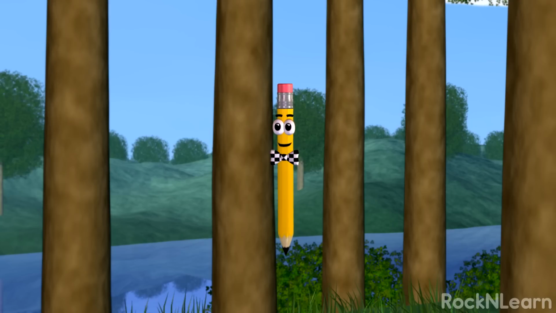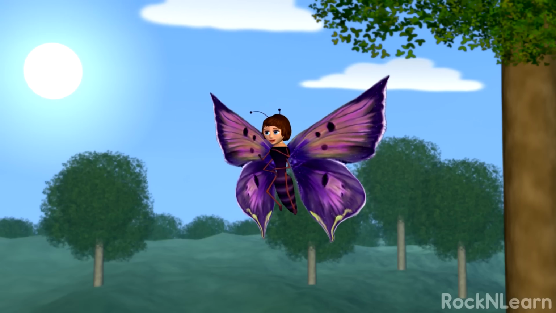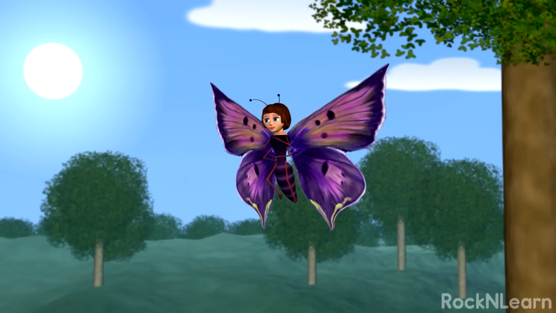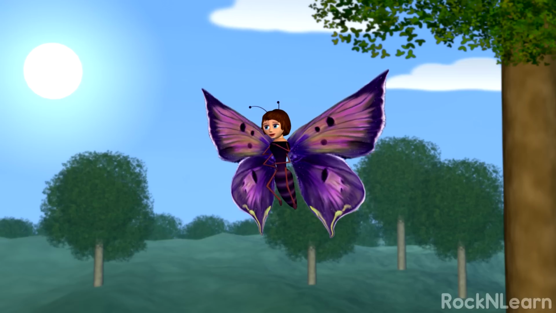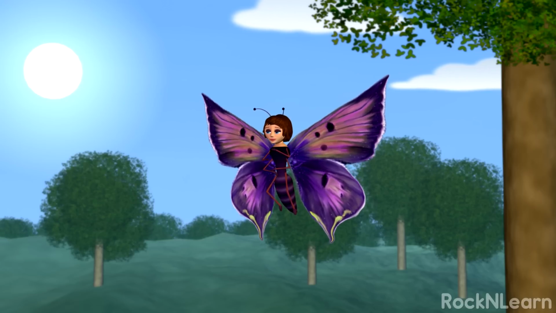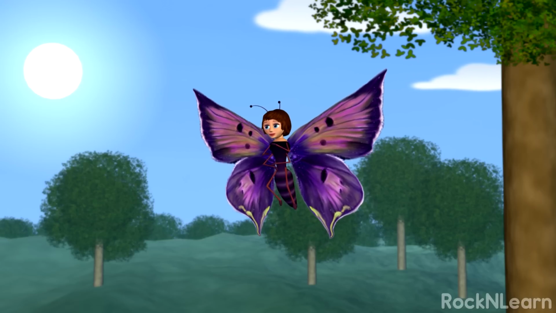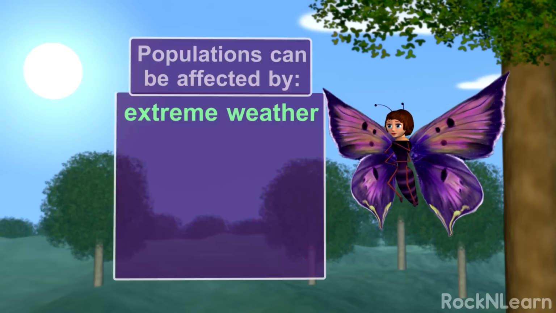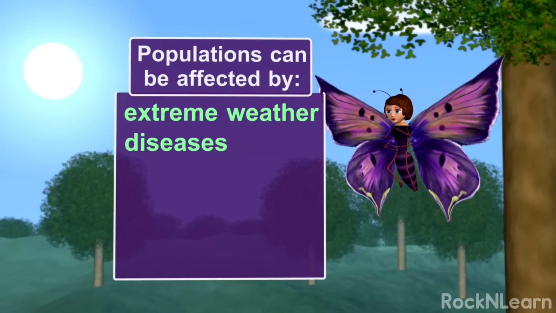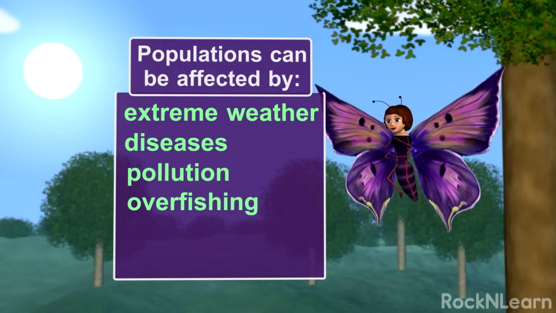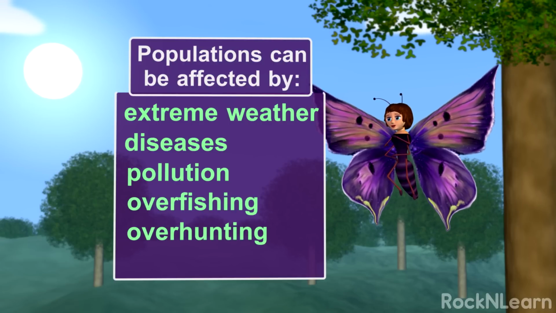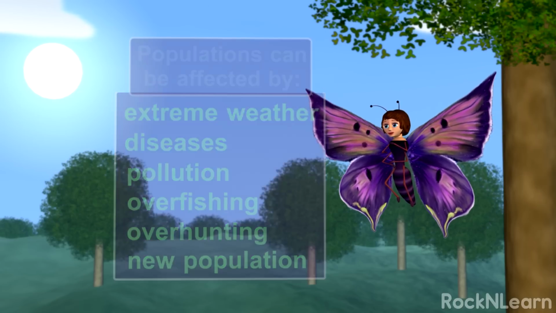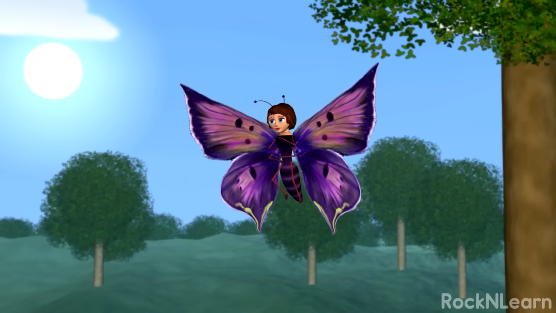Bravo, Kevin! Remember how I said that a habitat must supply the needs of the organisms? Well, sometimes things can change in a habitat or in the population itself that will negatively affect the numbers of the population. Like what? Extreme weather, diseases, pollution, overfishing, overhunting, or even introducing a new population of animals. Any of these can have a big effect on populations in an ecosystem.